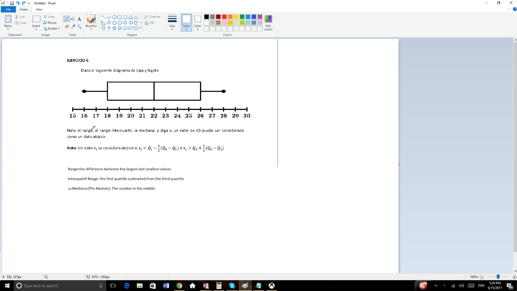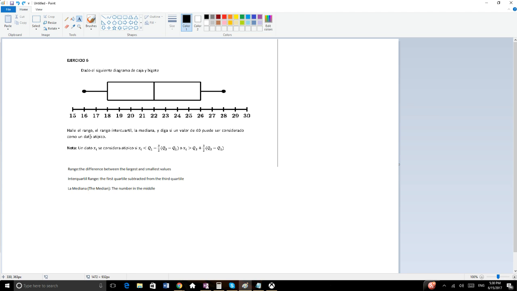I'm going to translate all of this into English, and I'm sure you'll know what it means because they're basically word for word. I just think better in English when it comes to stuff like this. So what this says is, given the following diagram or the following box and whisker graph, find the range, the interquartile range, the median, and tell if the value of 40 is considered atypical, or what we would call an outlier in English.